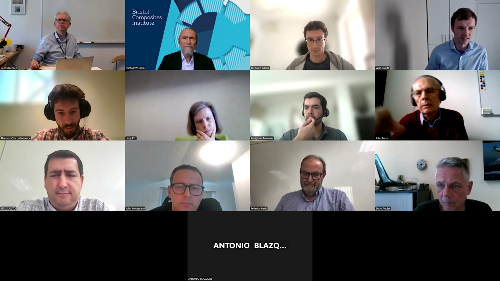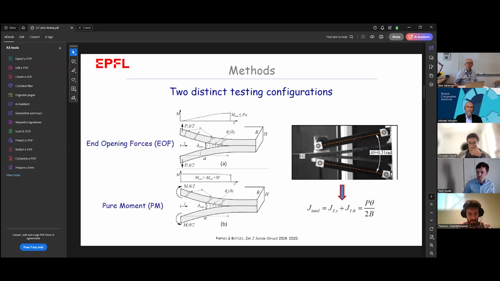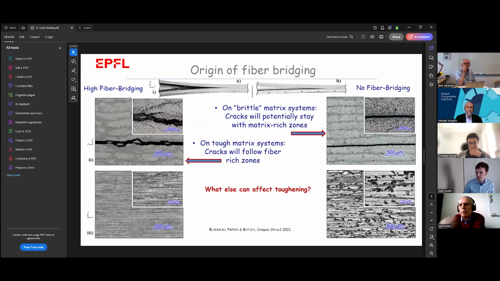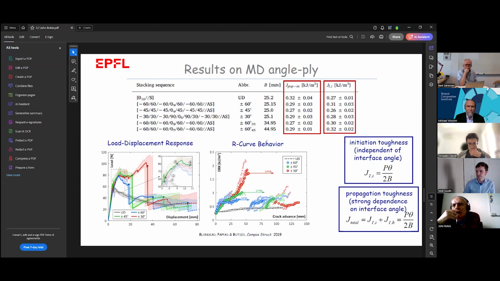It is the slide where the angle ply results are, where the micro, no, go back, forwards. Yeah, here. Or go to the next one here. So you see now the R curves and the load displacement curves being quite different after some initial crack length. Okay, Michael. So it's just the very beginning then. It's the very beginning, yeah, because here we looked at initiation.